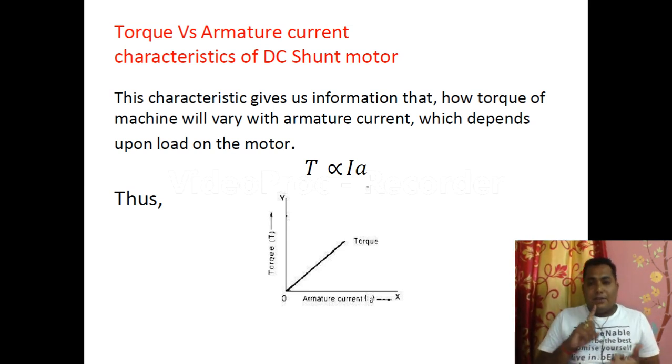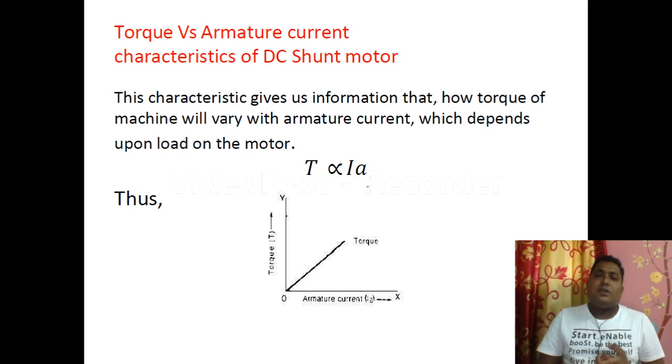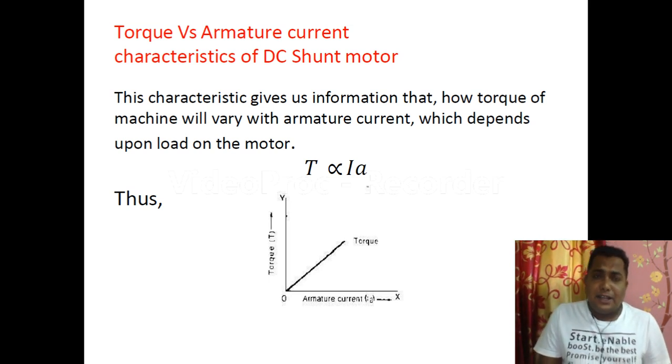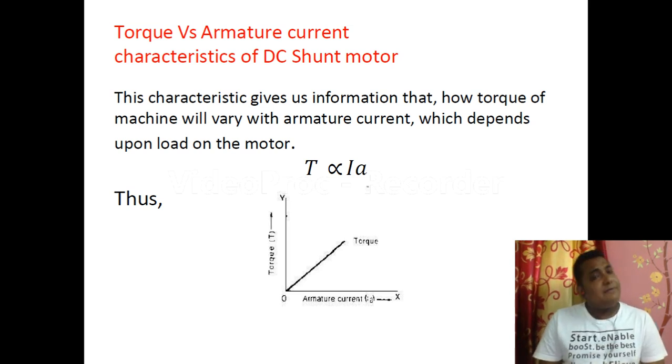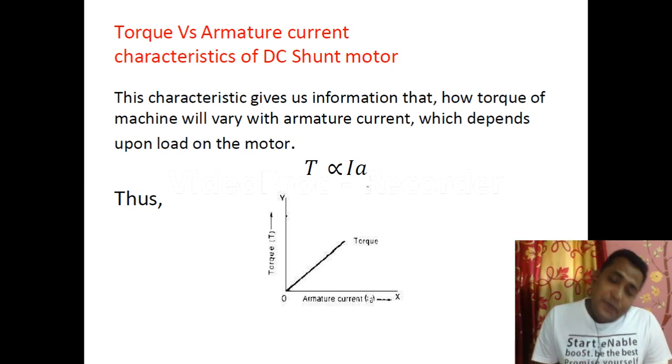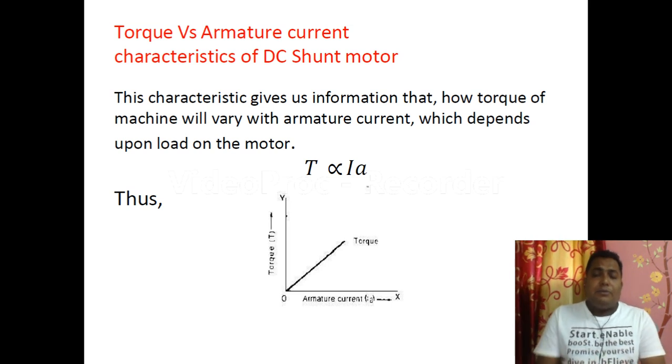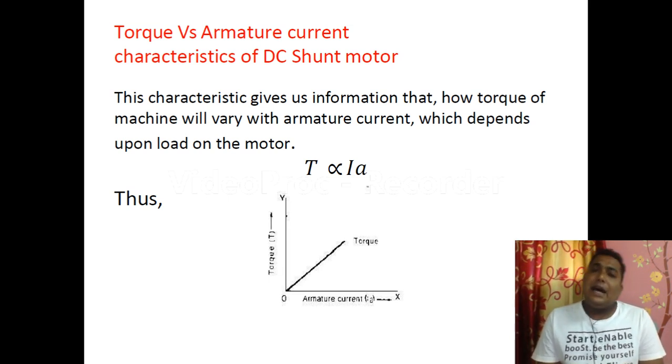That means the resistance of the field winding is constant, and that's why the current flowing through the field winding will be constant. And if we are considering the current is constant in the field winding, then whatever flux is generated, that flux is also constant. And if we consider that, then we can say that in case of DC shunt motor, the torque is directly proportional to IA, where IA is the armature current.